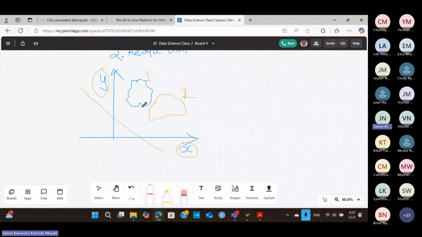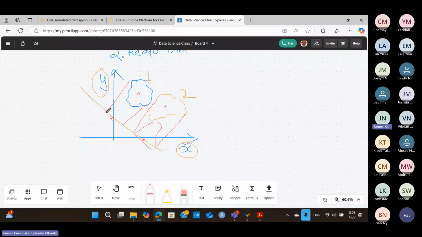So what it does here is it maximizes the distance between the means. So suppose this was the centroid or the mean, if you like. It maximizes that distance between the means and minimizes the variation within each cluster. So this variation within the cluster, it tries to make it as small as possible.